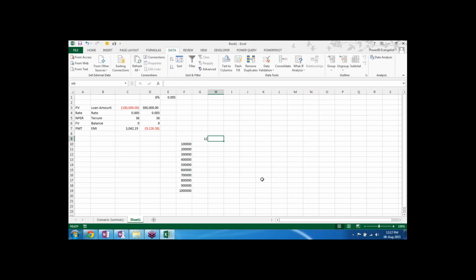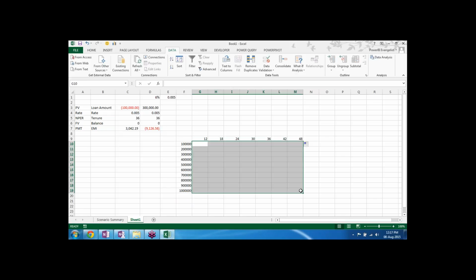So 12, then 18, or let's say 12, 24, 36, 48, or you can say 12, 18, 36, 34, 42, 48, something like this. Okay, so this makes a small table. I want to populate the EMIs here.